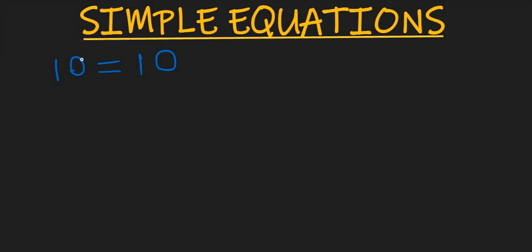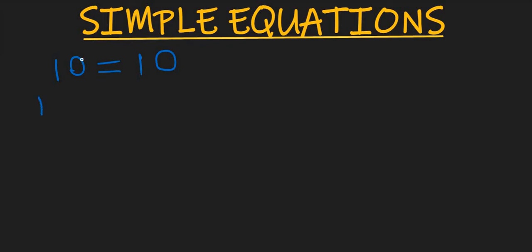Suppose you have 10 apples and you are represented by the left hand side. Also, suppose your brother has 10 apples and he is represented by the right hand side. So the number of apples you have should equal the number of apples your brother has.